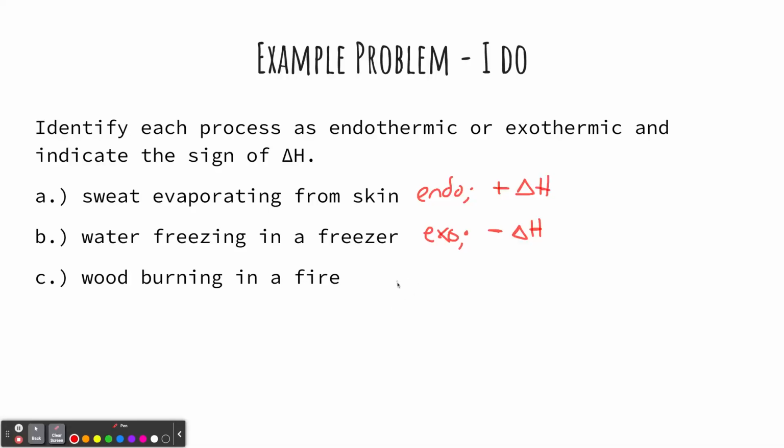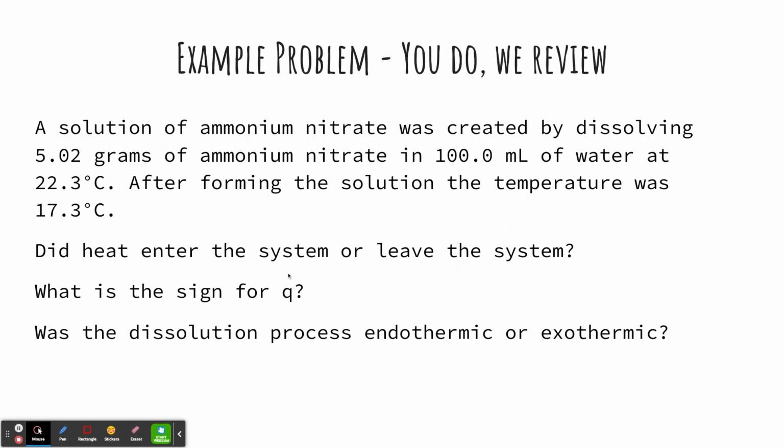And then wood burning in a fire would be exothermic because heat is being released to the surroundings. So delta H here would be negative. Now, real quick, although they didn't ask us to do this, letter A is a physical process. Letter B is also a physical process, but letter C would be a chemical process. Okay, let's continue on.